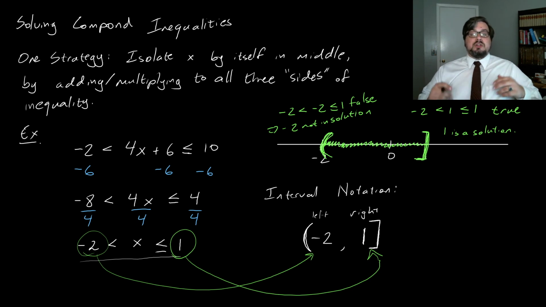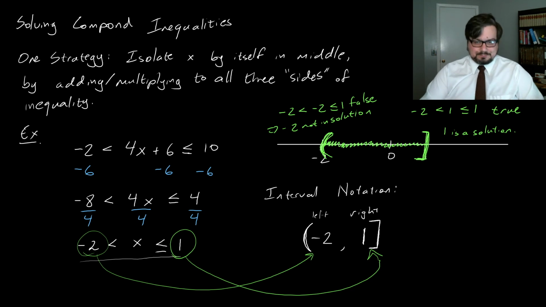Now, intervals could have parentheses on both sides, parentheses or brackets on both sides. They could have a mix like we see here. The only thing that is absolutely always going to be true is that when infinity shows up, it always gets a parenthesis. So this is how we can solve some kinds of compound inequalities, when we can isolate x by itself on one side, or rather on the middle side.